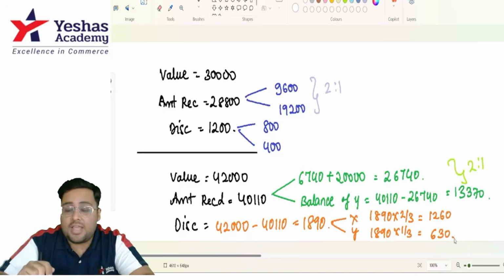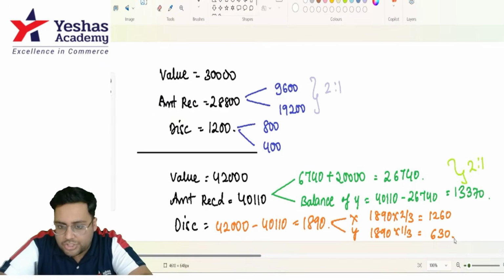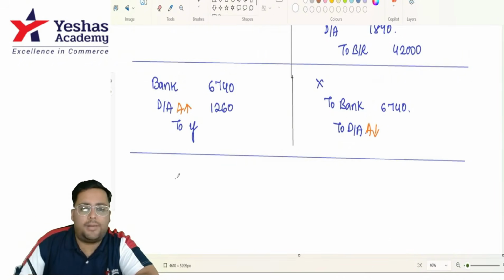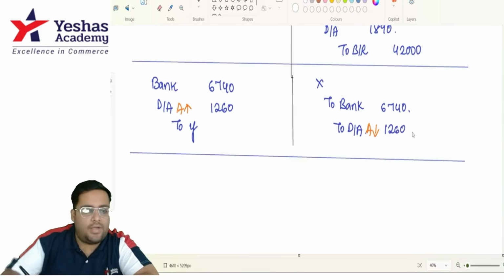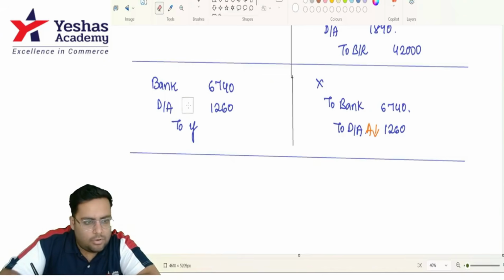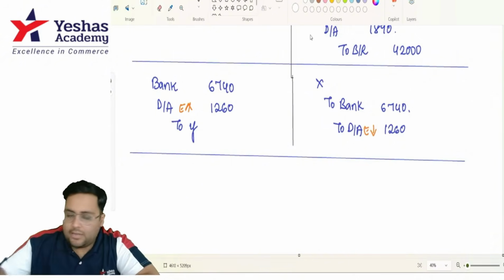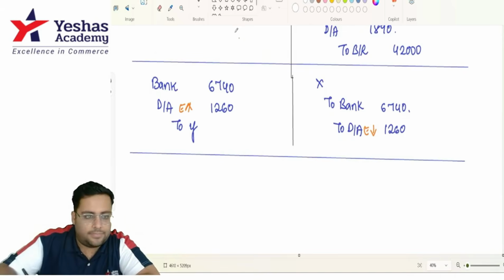So now when we are sharing the amount, I will not just share 6,740 in cash, I will also share 1,260 as discount. 1,260 in the books of X, discount allowed, expense going up. 1,260 in the books of Y, credit, discount allowed, expense going down. I'm sorry, I've written asset on the board. It's not asset going up or down, it is expense going up for X and expense going down for Y. What will be the total value? 1,260 plus 6,740. Total value will be 8,000.